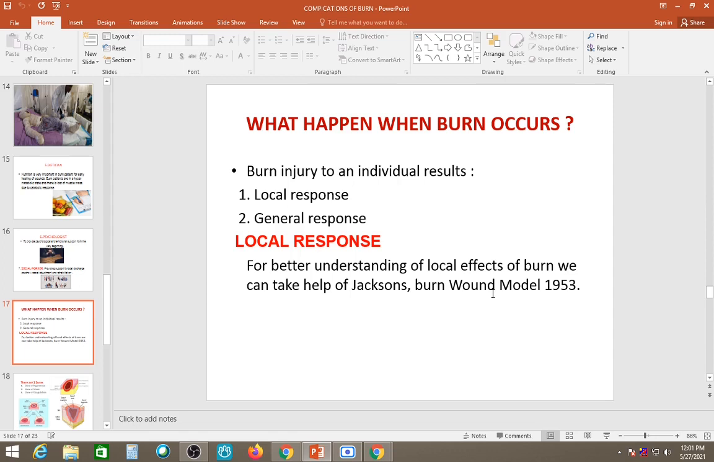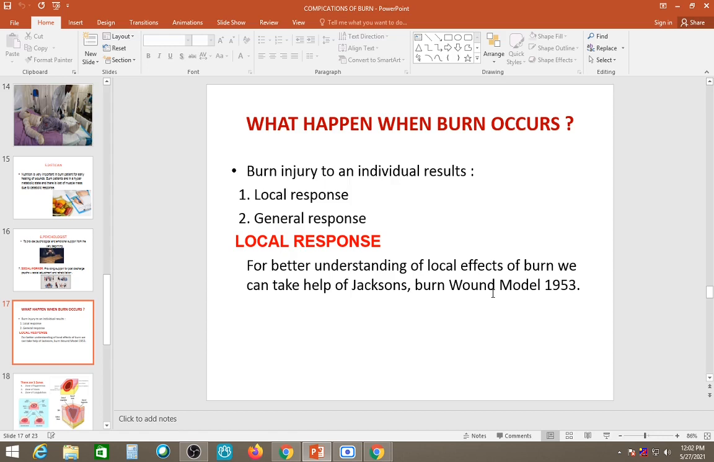See, burn injury to an individual results in the local response and the general response. Local response, for better understanding of the local effects of burn, we can take help of Jackson's burn wound model. So last time we discussed the zone 1, zone 2, zone 3. Yes? Remember? Yes or no?